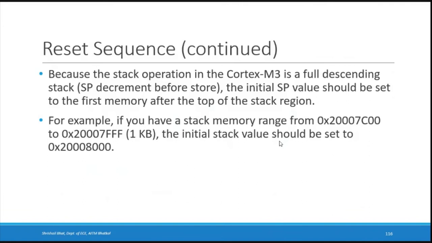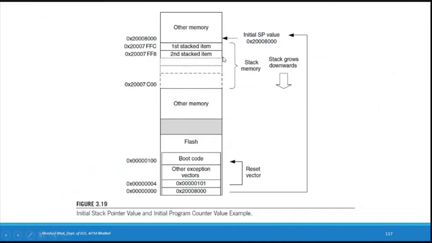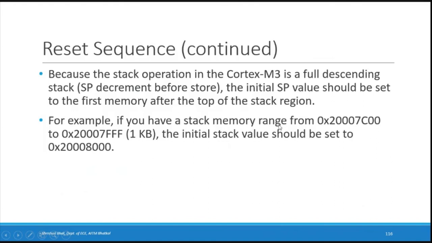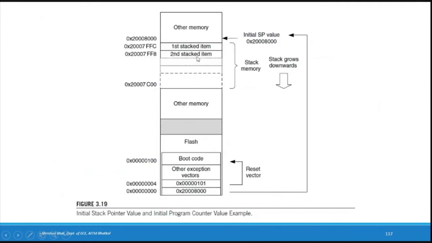Because the stack operation in the Cortex-M3 is a full descending stack, the stack pointer is decremented before storing, so newly pushed data will be stored at a lower address. The initial SP value should be set to the first memory location after the top of the stack region. Suppose you have a stack memory region, for example from 0x20007C00 to 0x20007FFF, that is 1 KB of memory reserved for stack. Here we can see the address 7FFC, pointing to 4 bytes, that is 7FFC, 7FFD, 7FFE, and 7FFF, because it is 32-bit data. So this is reserved for stack.